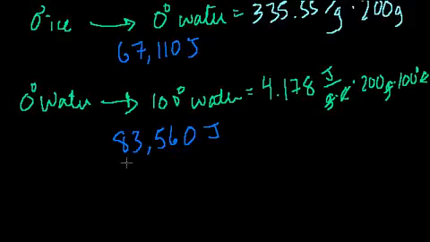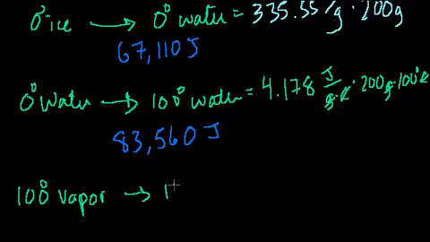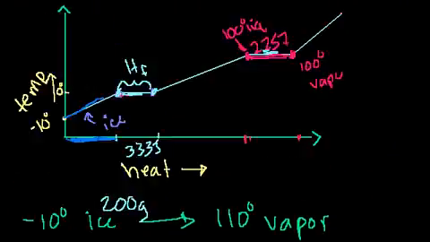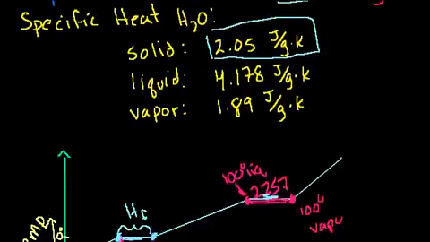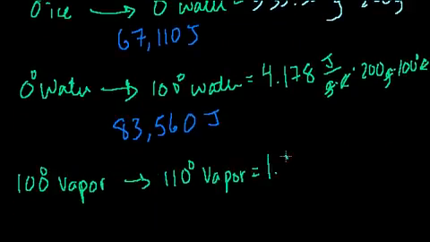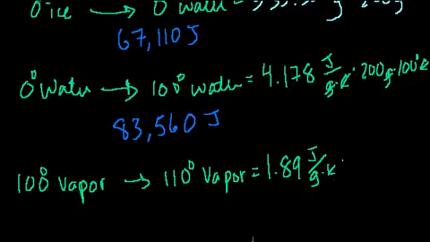Joules. Now we're dealing with 100 degree water vapor, and we have to turn that 100 degree vapor to 110 degree vapor. So we use a specific heat of vapor: 1.89 joules per gram Kelvin, multiplied by the amount of vapor we're dealing with, 200 grams. That obviously doesn't change. We're not adding or taking away mass from the system. Times the temperature change, times 10.